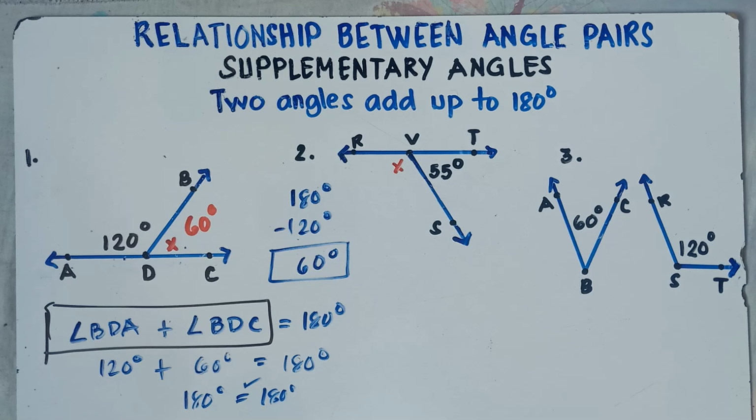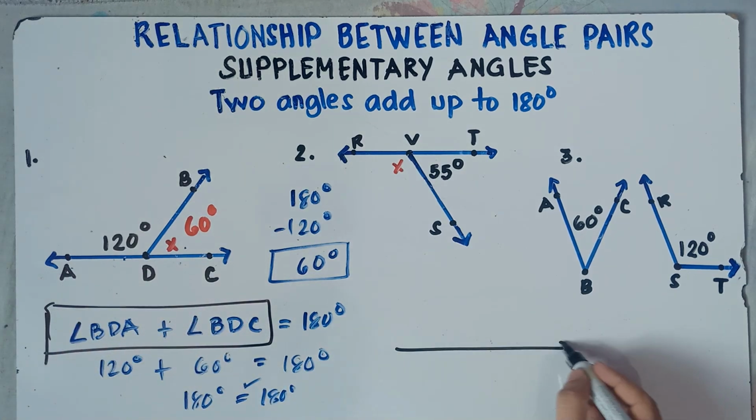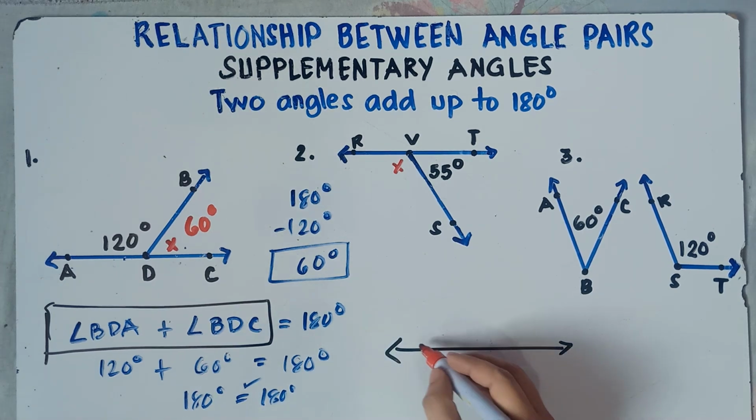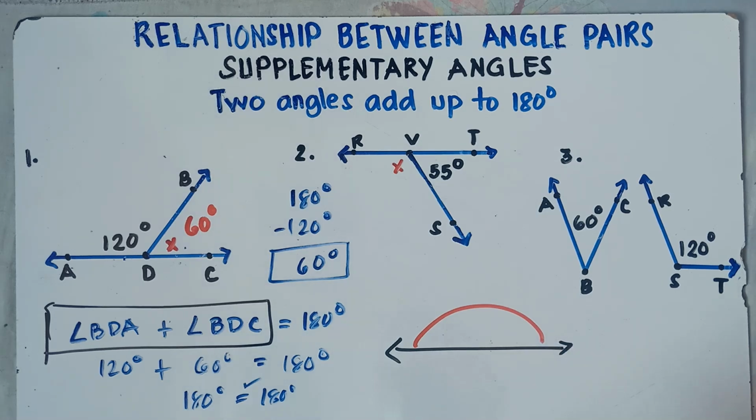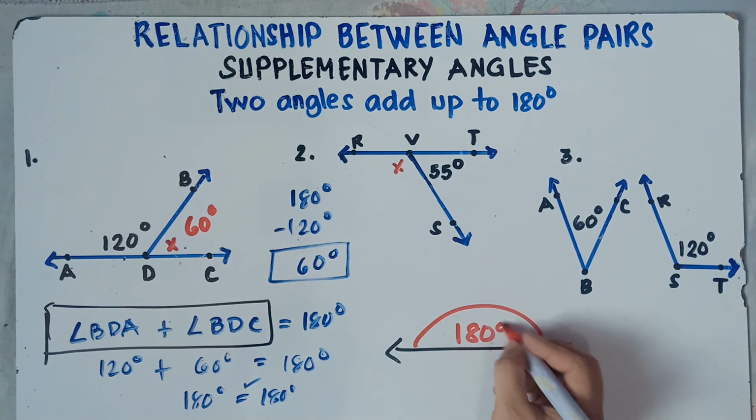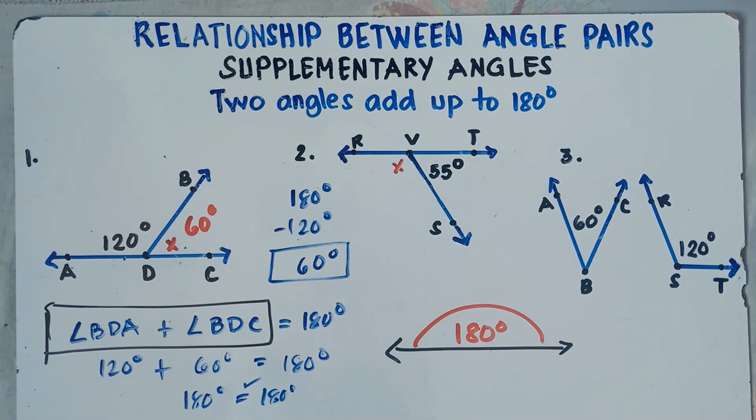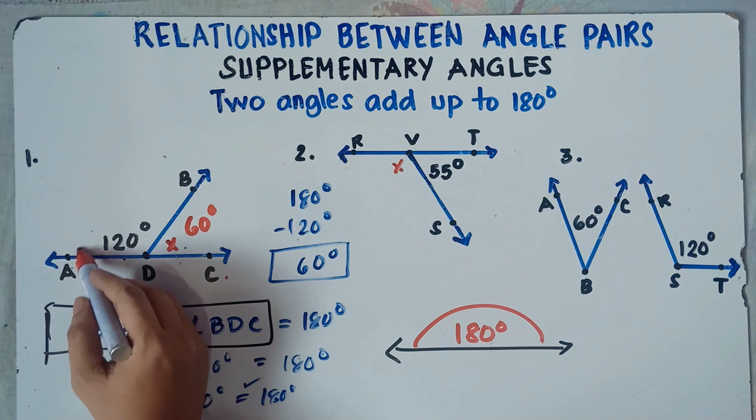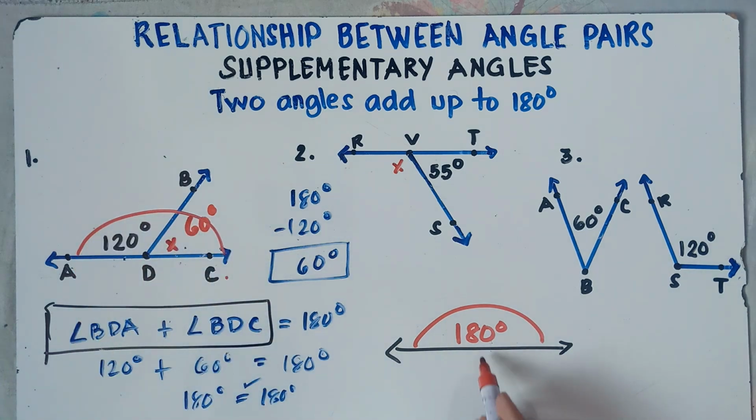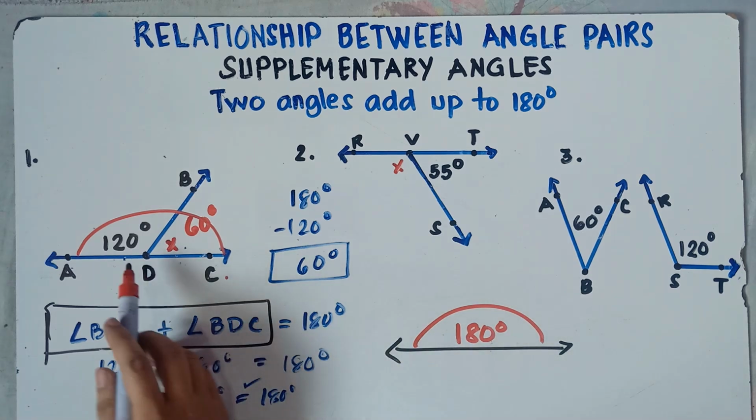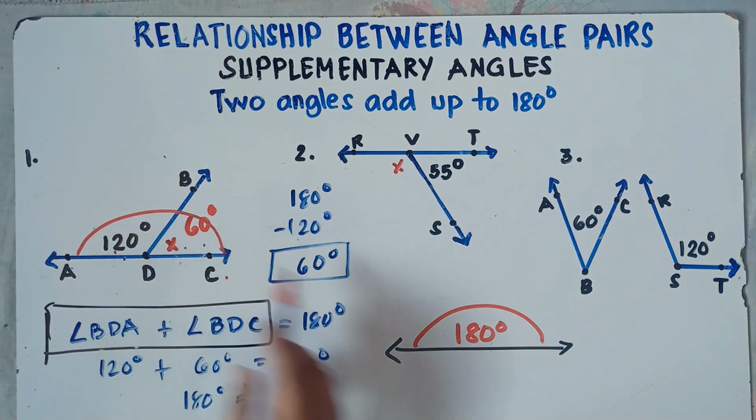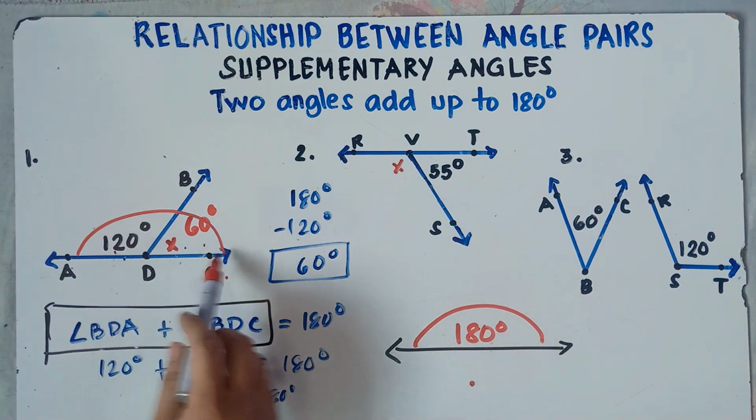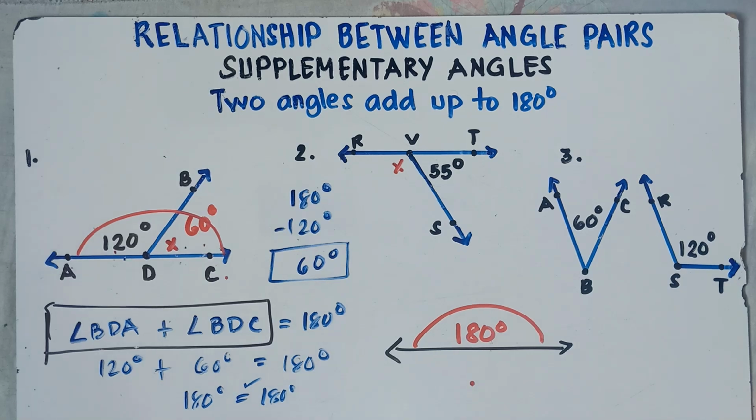Now, always remember this one, class. If you have a straight line, you can form a straight angle. Now, a straight angle, class, is always 180 degrees. Once again, a straight angle is always 180 degrees. So we have a straight line right here, a straight line AC. So therefore, we can form a straight angle, and a straight angle is always 180 degrees. So 120 degrees plus 60 degrees, of course, that's 180 degrees, and the two angles are supplementary angles.